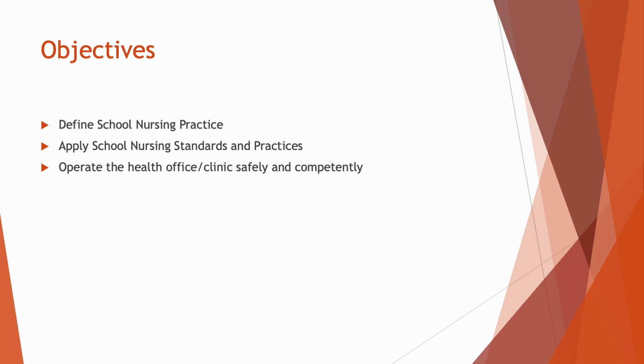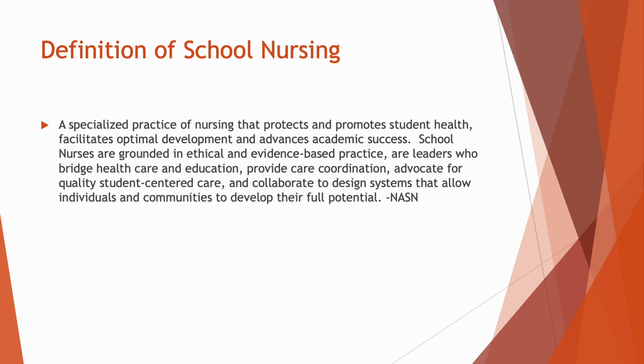Today, our objectives include defining school nursing practice, applying school nursing standards and practices, and operating in the health office or clinic safely and competently. The National Association of School Nurses defines school nursing as a specialized practice of nursing that protects and promotes student health, facilitates optimal development, and advances academic success.